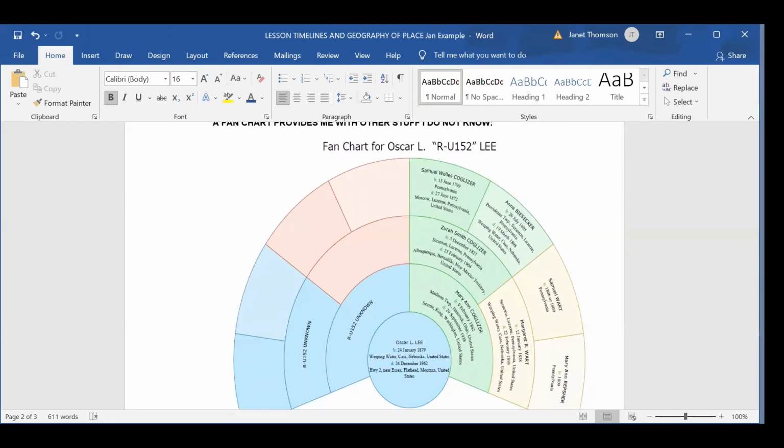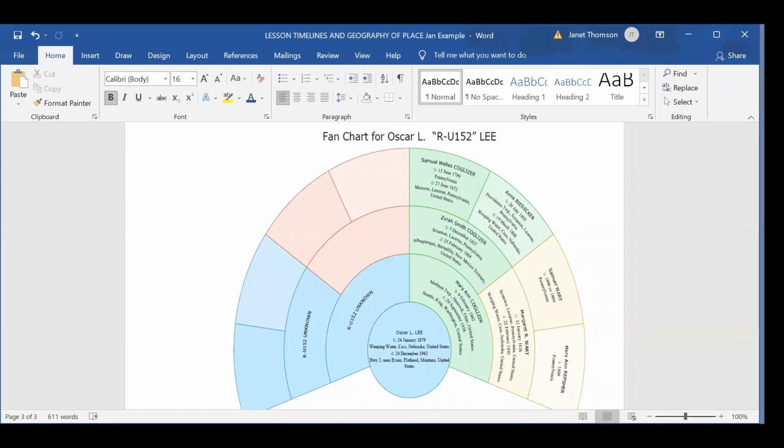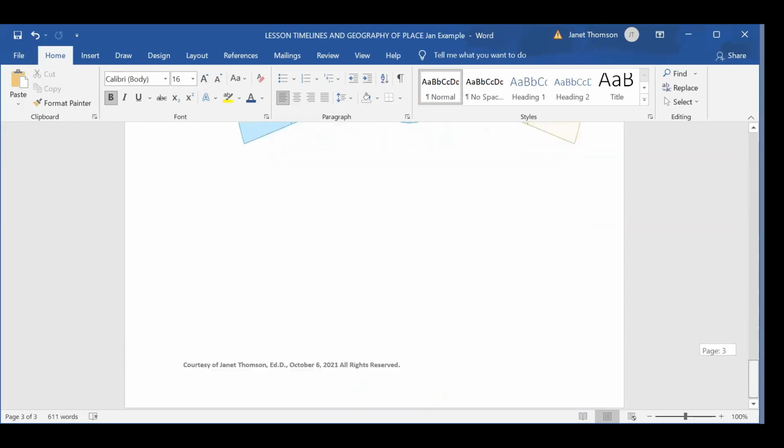Another thing, this is a fan chart, a genealogical fan chart for my grandfather, Oscar L. Eskew Lee. The R-U152 refers to his DNA primary assignment right now that we know about. That's all we know about his father, even though he's supposed to be George Lee. Big lie, big lie. So what it tells me right away when I look at this is, boy, I could fill in his mom's side really well over to the right, but I can't fill in anything on his dad. And that's just a nice little reminder for me.